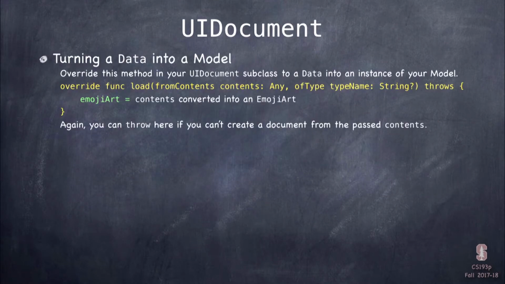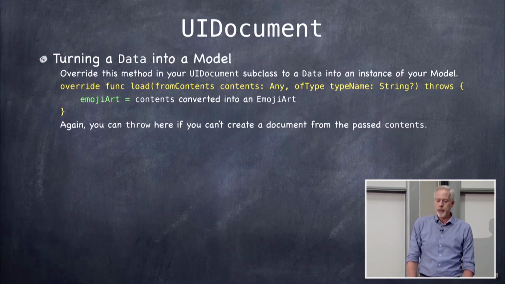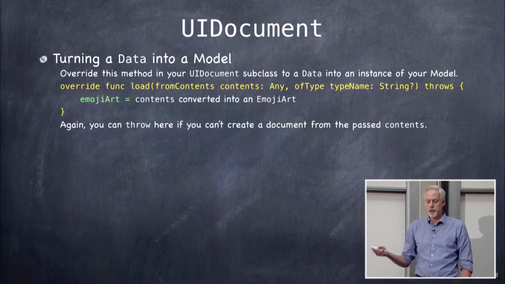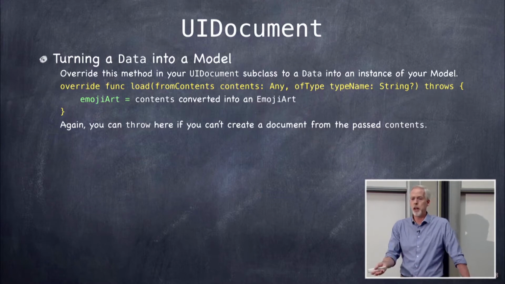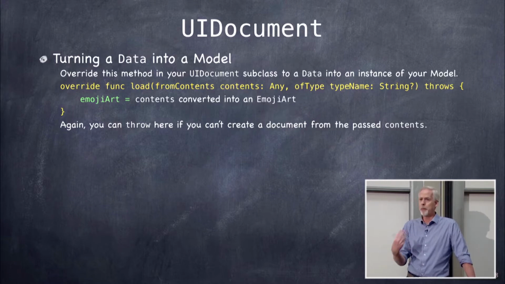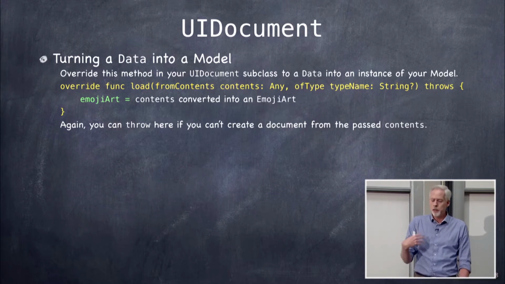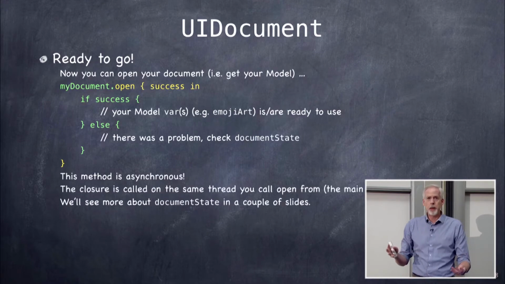All right, how about the other way around? You've got a data that's handed to you, and you've got to turn it into your model. Again, you're probably going to use that JSON decoder and take the data and turn it back into an emoji art. Again, it's got the type there, load from contents of type, that's a UTI. This one throws as well. This one you're more likely to throw, because here you're being given a JSON thing or a data blob, and you're turning it into emoji art. It might be corrupted, it might not be in the right format, something's wrong with it, so you might throw here.